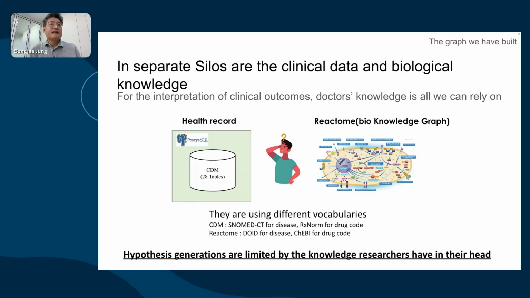The clinical data and biological knowledge reside in separate silos. So for the interpretation of clinical outcomes, the doctor's knowledge is all we can rely on. And when it comes to biomedical research, hypothesis generation is limited by the knowledge the researchers have in their head.